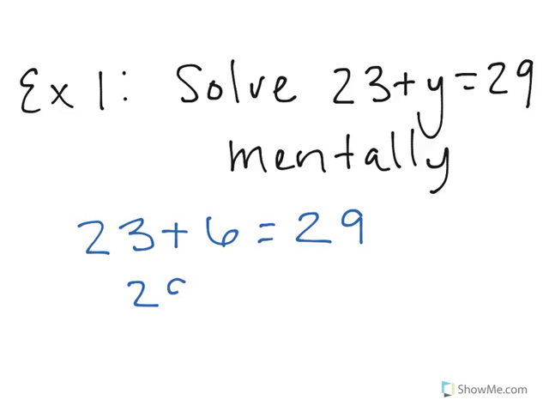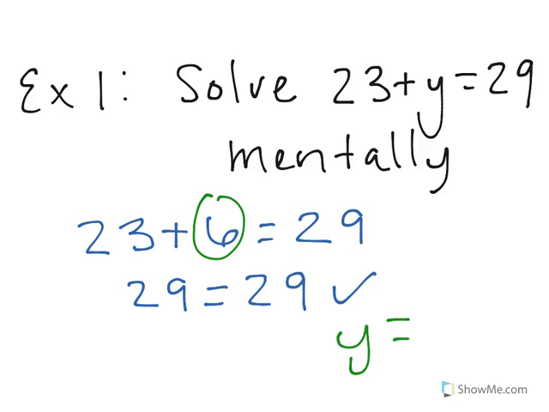Well, yeah, 29 does equal 29, so that checks out. So I know that my answer, y, is going to equal 6. And again, I just knew that because I knew that 23 plus 6 equals 29, and I can solve that mentally. So it's really a pretty simple problem there.